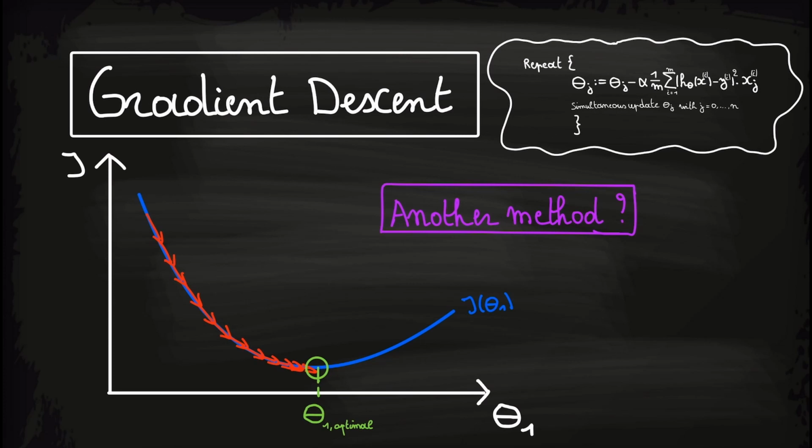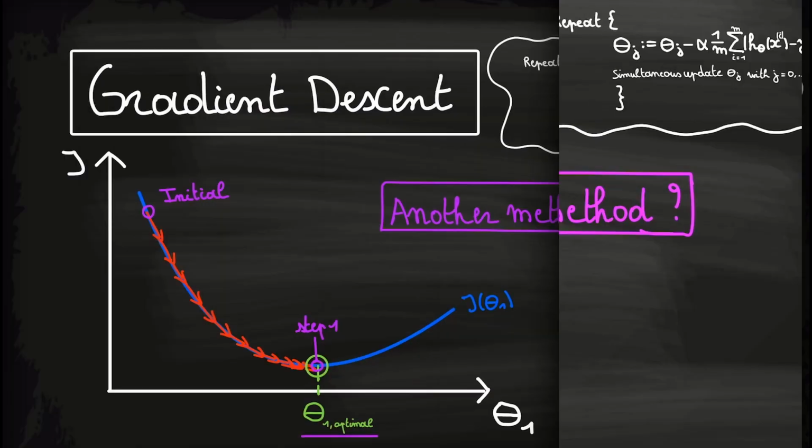Now, what is this mysterious second method? Well, just as gradient descent, we can use it to optimize our parameters theta. However, instead of gradually getting better values for theta, this new method will calculate the optimal values for theta in just one step.